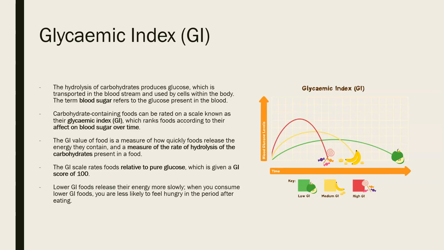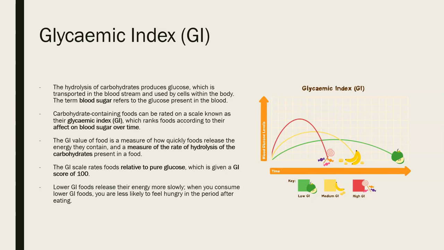Carbohydrate-containing foods which have starch or glycogen in them, when they're broken down, are rated according to their glycemic index. This ranks foods according to their effect on blood sugar over time. The glycemic index of a food essentially tells us how quickly the sugar is being released into the blood, which means it measures the rate of hydrolysis of carbohydrates in the blood, how quickly they're broken down by the enzymes.